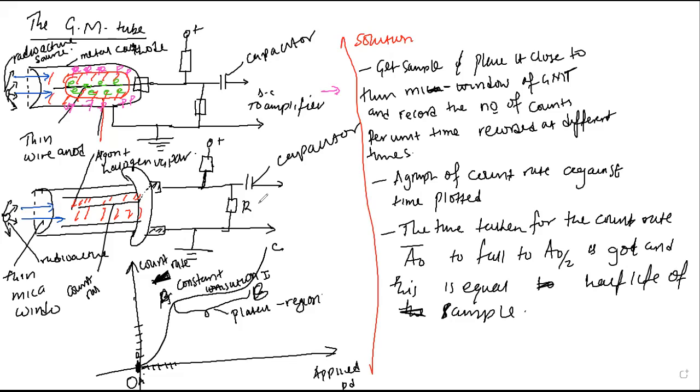That is why the GM tube is best operated within region AB. Sometimes they can sketch the graph and then ask you to explain why we should operate the GM tube best between AB.